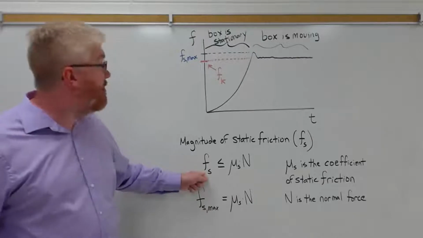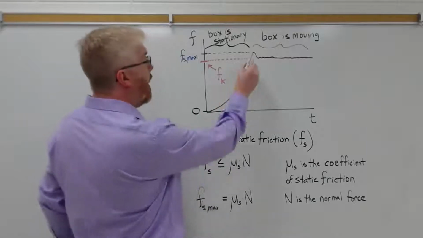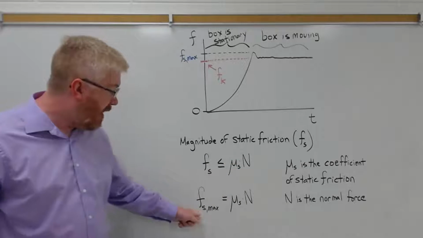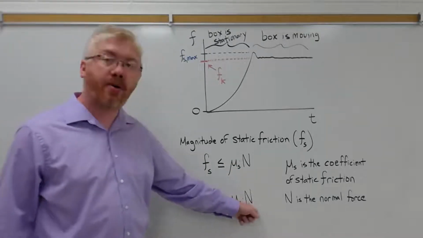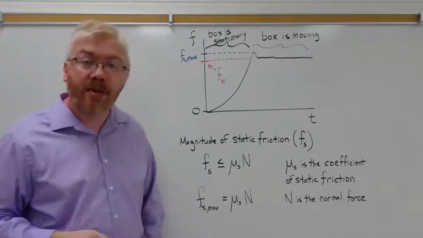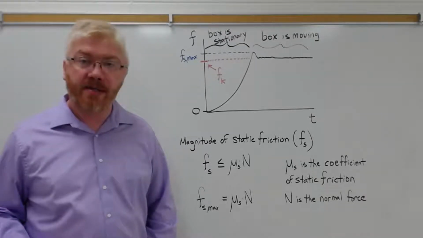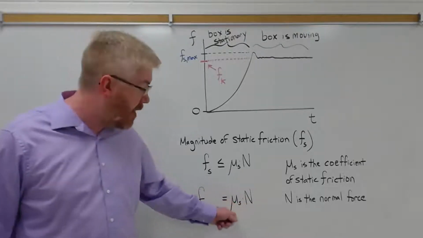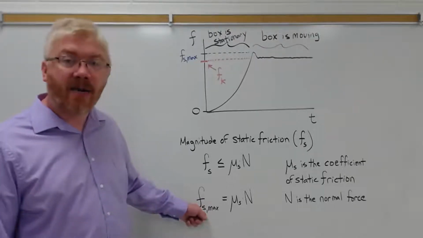So static friction is a variable force. It goes from zero, when there's no force pushing on it, up to F of s max. So this value here, F of s max, is equal to mu sub s times the normal force. Now the normal force you'll have to get from the free body diagrams. Maybe it'll be given to you, but you have to create a free body diagram and typically solve for what the normal force is. Once you know what the normal force is, you can multiply that by the coefficient of static friction to find out what the maximum frictional force is for static friction.